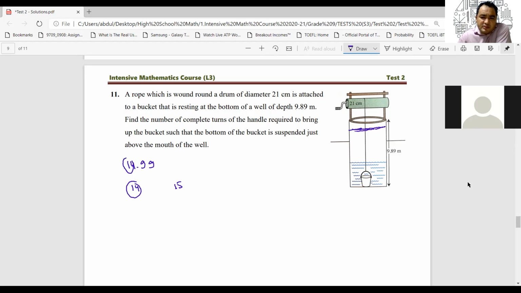Okay. How many turns actually do we need to make so that the bucket will come out of the mouth? This is the mouth of the well, right? Because our goal here is to take this bucket out. If it is 14 still, it will be here. Your hand may not be enough. Actually, it's 14.99. You are rounding to 14. Actually, here we have 99 centimeters. It's quite long. It's still inside the well.